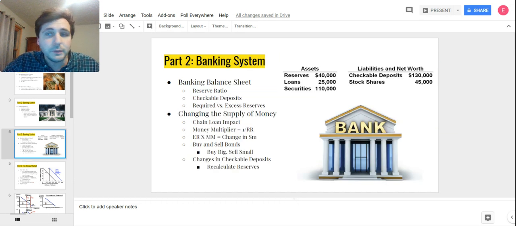And that's it for part 2. So next up, we'll talk about the money market, but the banking system is a very important one. Make sure you know those different elements. I would emphasize knowing the reserve ratio, knowing how to calculate required and excess reserves, practicing with changes with bonds, practicing with changes with checkable deposits, and then make sure you know excess reserves times the money multiplier will give you a change in supply of money.